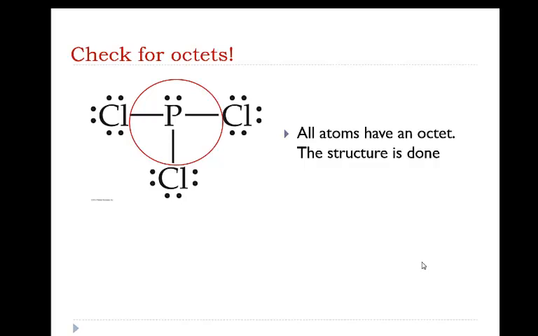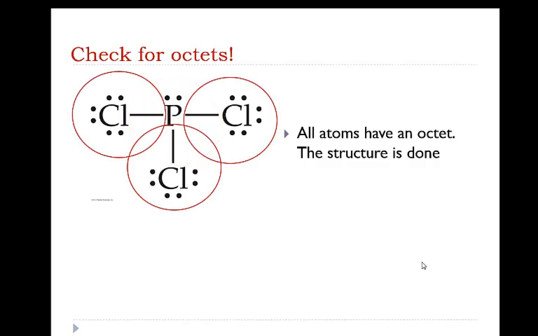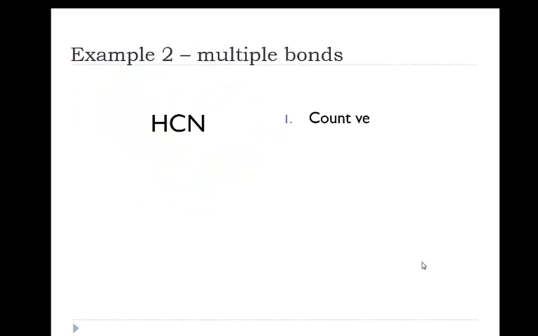The last step is to check for octets, and you always want to do this because the biggest mistake people make is to not have proper octets on the atoms that need them. If you look at this, all the atoms have an octet. The phosphorus has an octet with 3 bonds and 1 lone pair. Each of the chlorines has an octet with 3 lone pairs and 1 bond. Okay, let's look at another example.